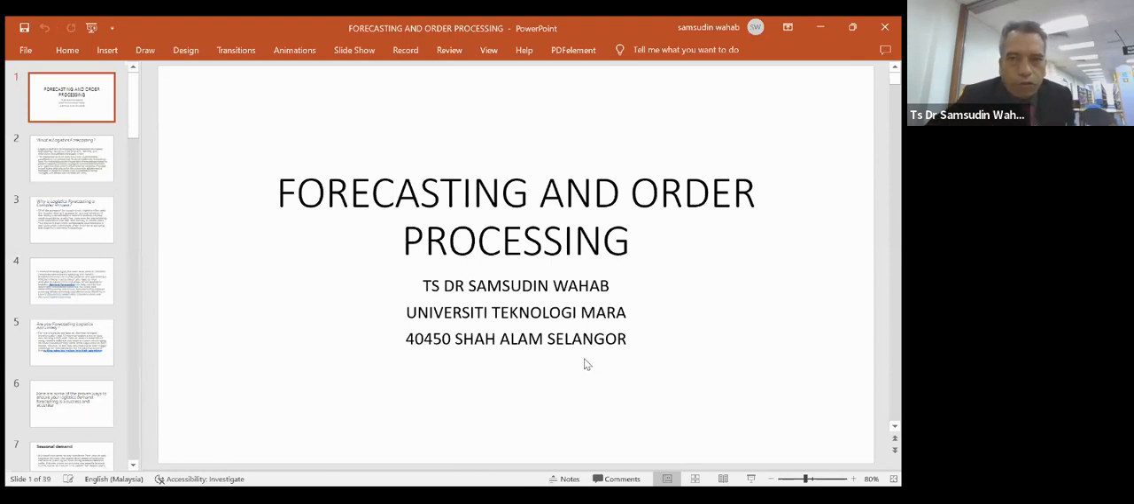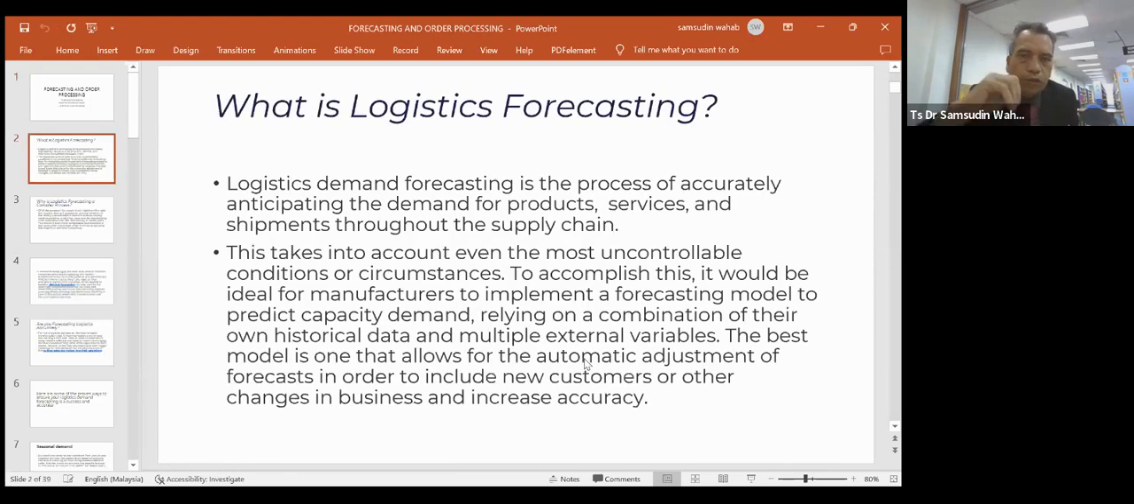And also we will touch a bit on order processing later on. Okay, so what is the meaning of forecasting, especially from the logistic perspective? Logistic demand forecasting is the process of accurately anticipating the demand for the product. That means it is not the current demand. It is about the future demand, maybe in 1 month, 2 months, 3 months time. So you have to accurately anticipate the demand.